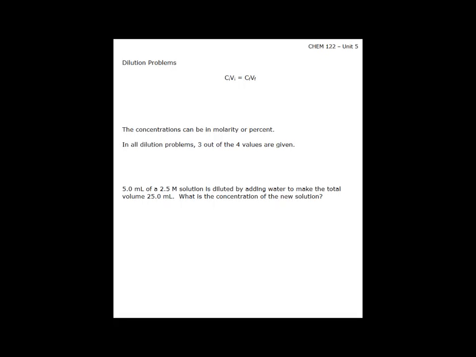Okay, continuing on with Unit 5, we're going to discuss dilution problems. So, dilution. You might think, what is dilution? Well, think about orange juice concentrate, the frozen orange juice that you buy in the can. In order to prepare juice from that concentrate, you need to dilute it.